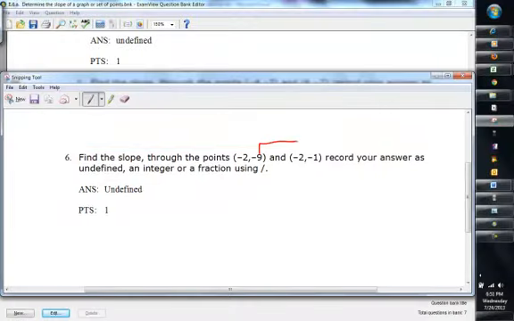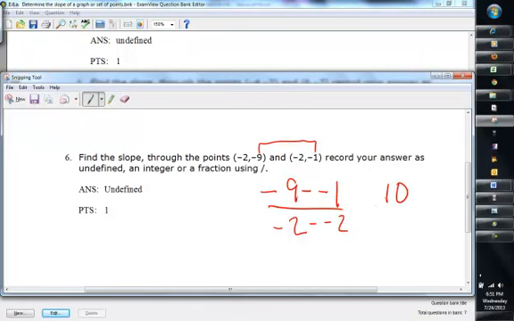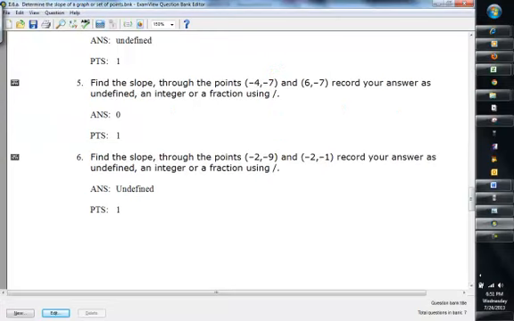change in y goes from negative 9 minus negative 1 over change in x, negative 2 minus negative 2. That is negative 9 plus 1 is negative 8 over 0. You can't have 0 as a denominator, so we say the slope is undefined.